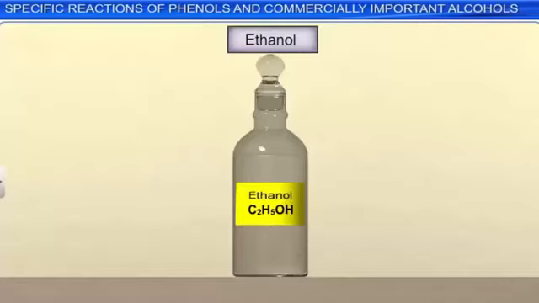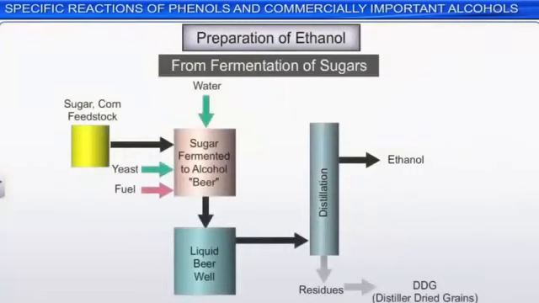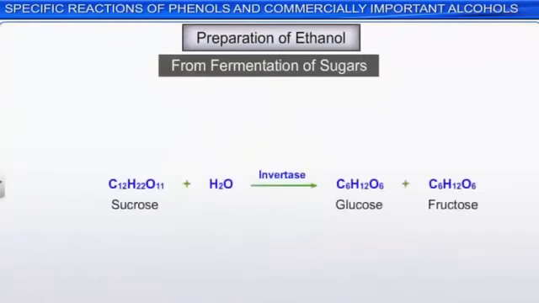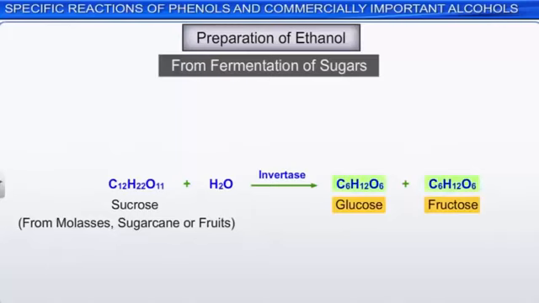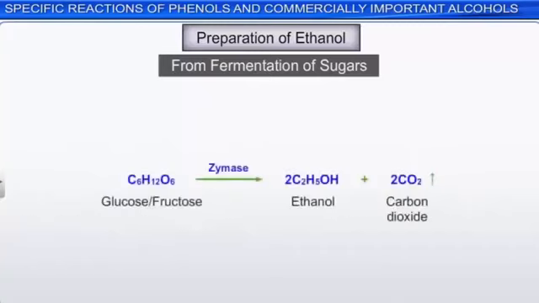Ethanol has the chemical formula C2H5OH. It is primarily formed from the fermentation of sugars from various plant materials. First, the enzyme invertase converts the sugar in molasses, sugarcane or fruits into glucose and fructose. Both glucose and fructose have the same molecular formula C6H12O6. Next, the yeast enzyme zymase ferments the simple sugars, glucose and fructose, to form ethanol. Carbon dioxide is also released.